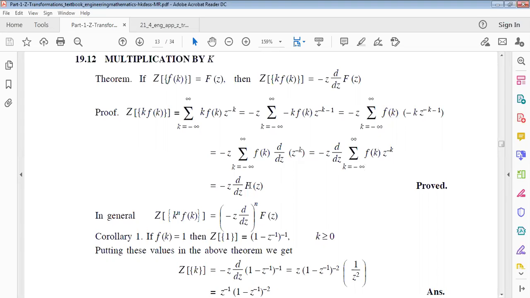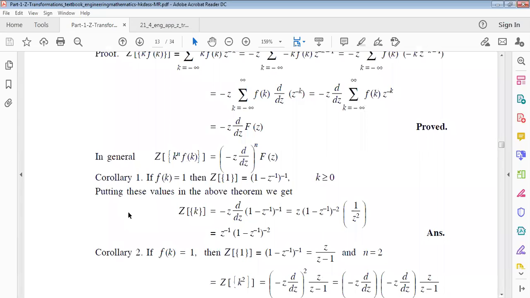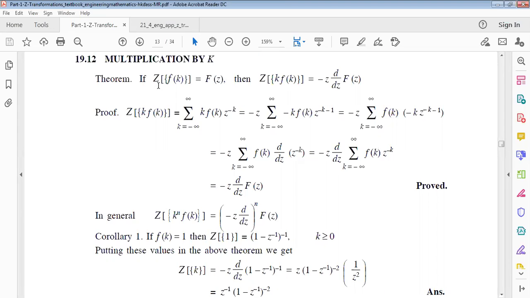Now in general, in this theorem, we have multiplied by just k, but if you replace this k with k to the power n, then this will be the order of differentiation. How many times do we have to differentiate? We have to differentiate n times. This is the n times differentiation, and this is the z transformation.